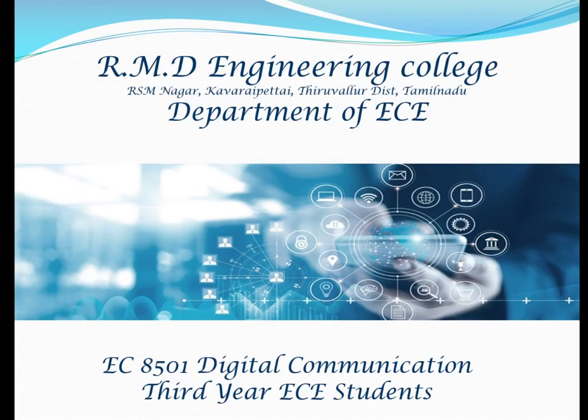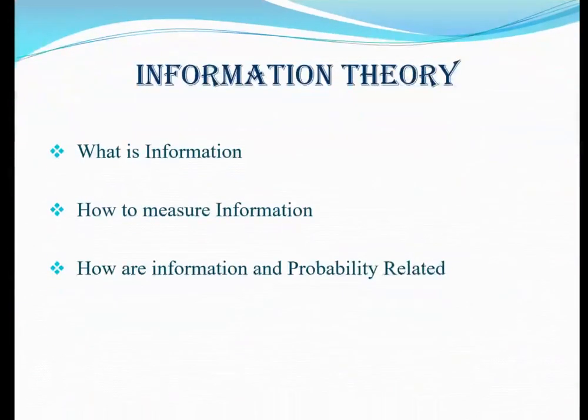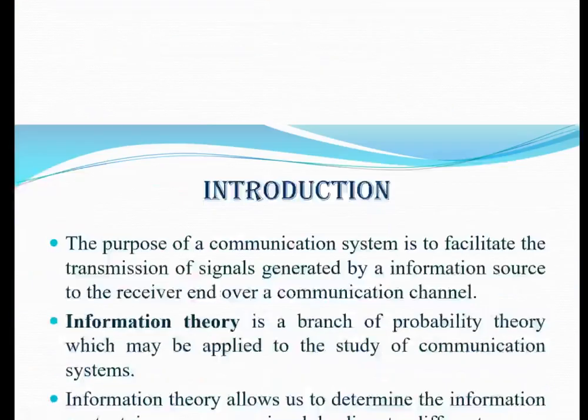So today we are going to discuss information theory. This information theory comes under the subject Digital Communication EC 8501 for third year students. So what is information? What is the need for information? How are we going to measure information? And is information and probability related? So this is the subject of discussion for today's class.